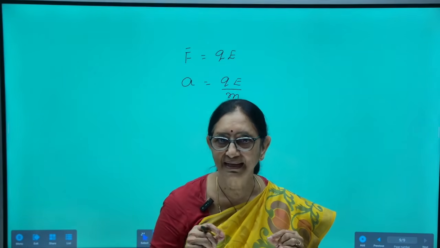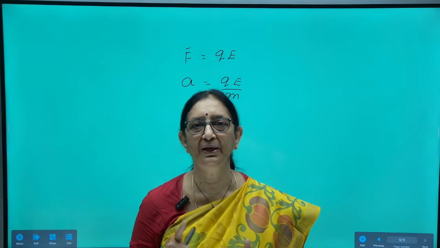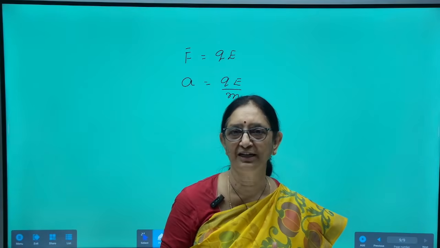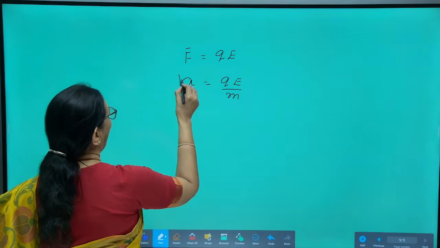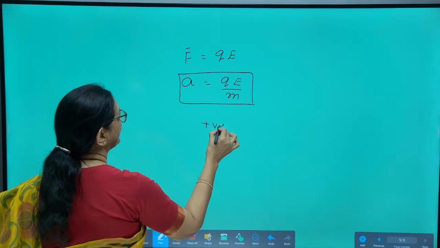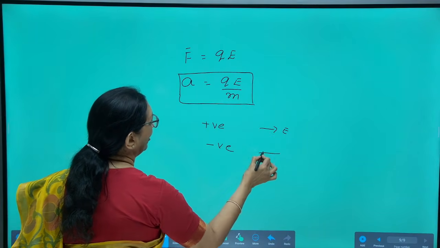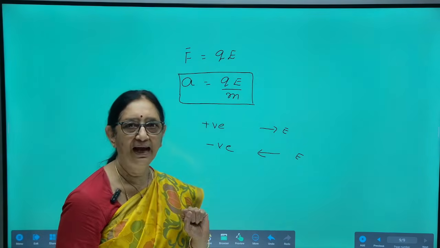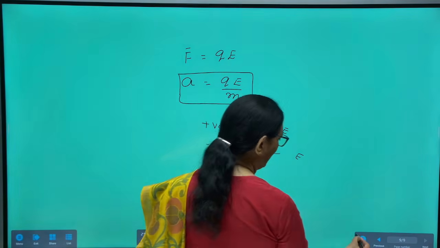So, acceleration of a charge Q moving in a uniform field of intensity E is A equal to QE by M, right. So, this is the acceleration. And force on a positive charge is in the field direction, force on a negative charge is opposite to the field direction. So, that concept is so important. I will give you an important example for this concept. Look here.